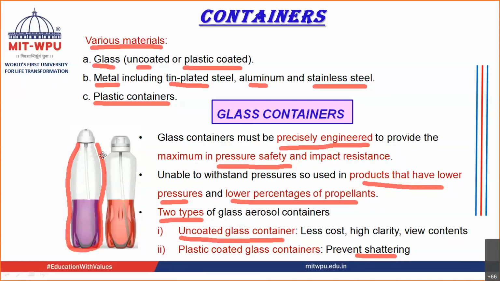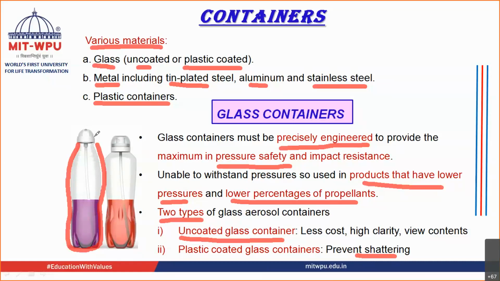The second thing that I was telling you is that it is not only the pressure exerted by the propellant, but many a time a pressure is exerted when you are fitting the valve onto this container. You have a neck over here, and onto the neck the valve is fitted, and the process is known as the crimping process. So this glass container should also withstand the pressure exerted during crimping.